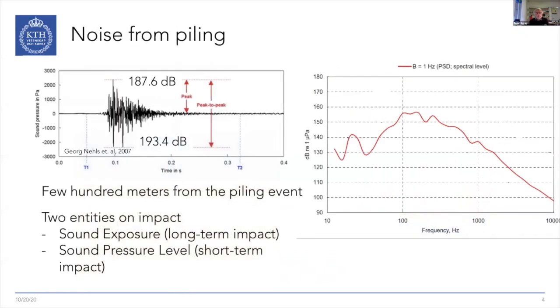So it's about one hammer strike per second. And this is how the pulse looks about 500 meters away from the piling event. You see it's very short, about 0.1 second. There is some ringing here, as I said before, and there is a positive maximum and a minimum level. Still at some 100 meters away, the sound levels are pretty high, about 190 dB from zero to peak, like this. So is it a problem then?